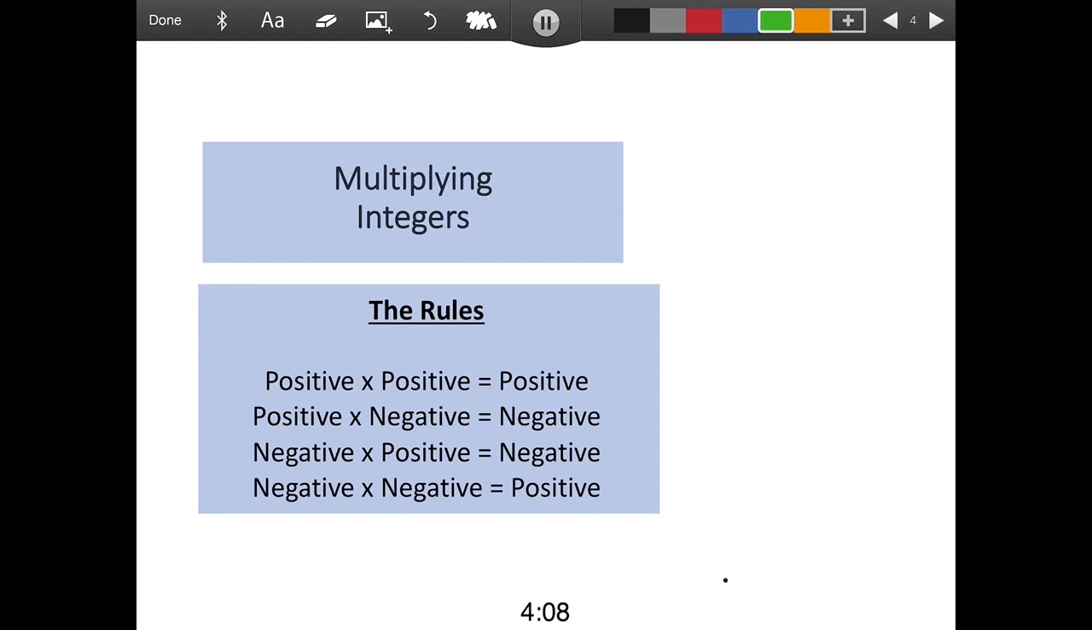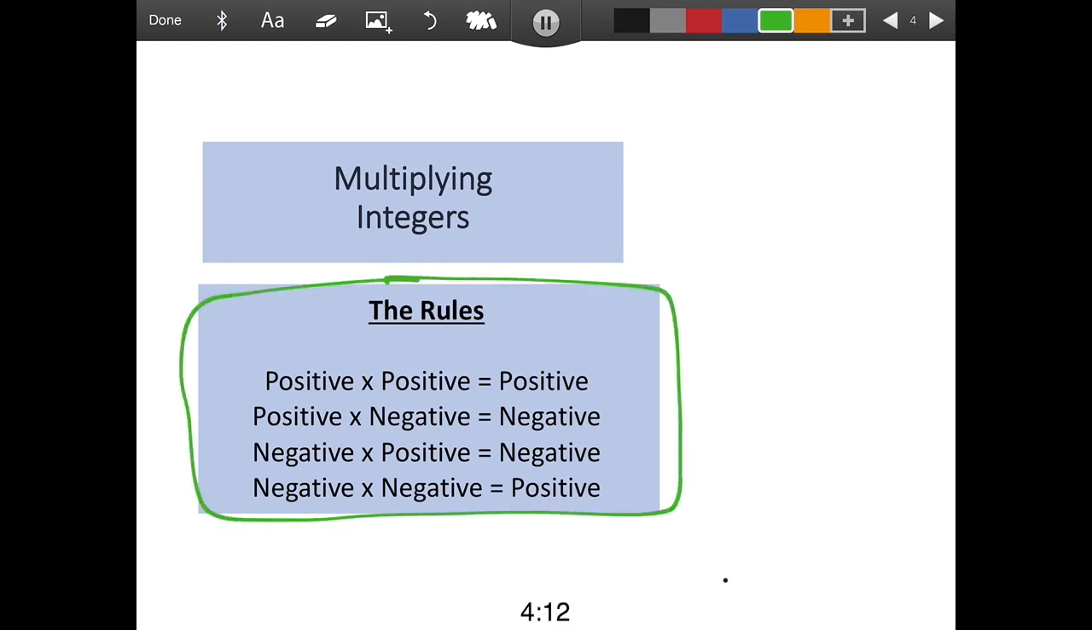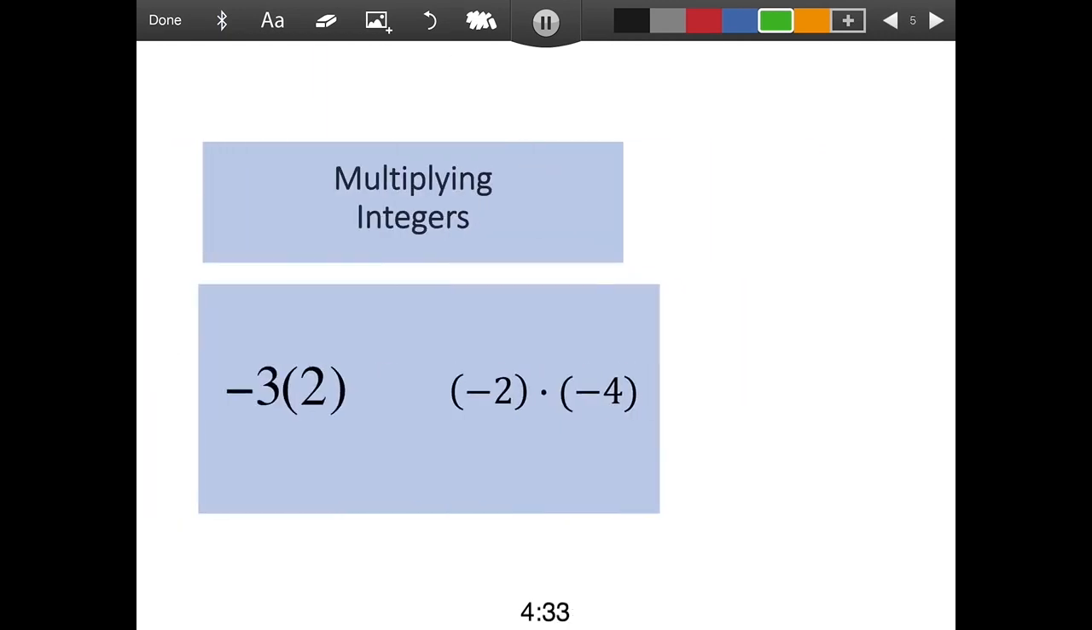So again, notice these rules. A positive number times a positive number is always a positive number. That's just how you learned your multiplication facts. A positive times a negative, so a sign of each, will give you a negative answer. A negative times a positive, negative answer. And then a negative times a negative will give you a positive answer. So let's look at a couple practice problems.